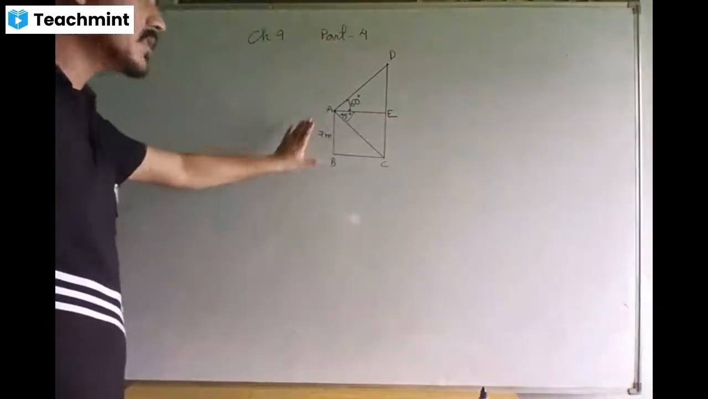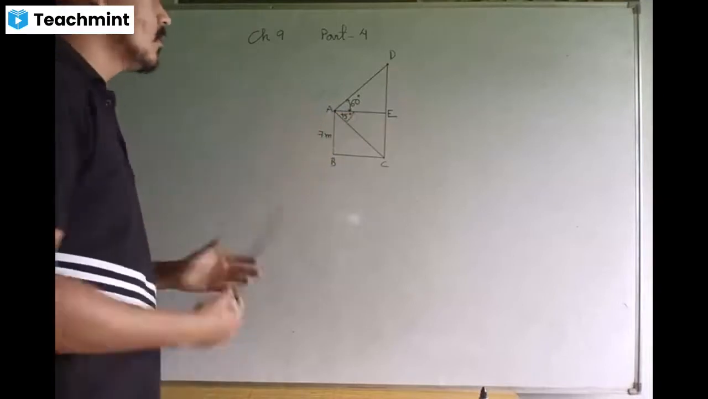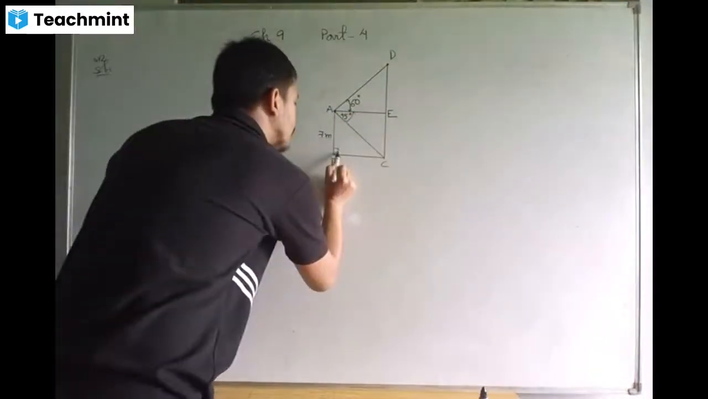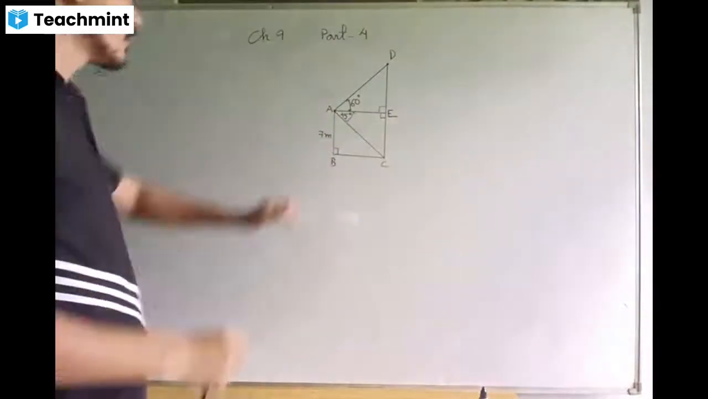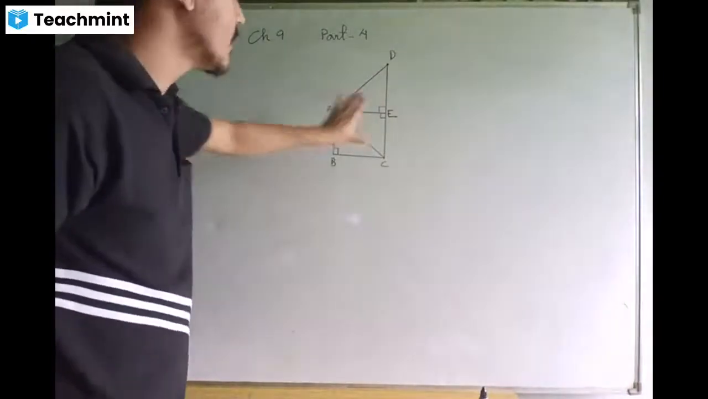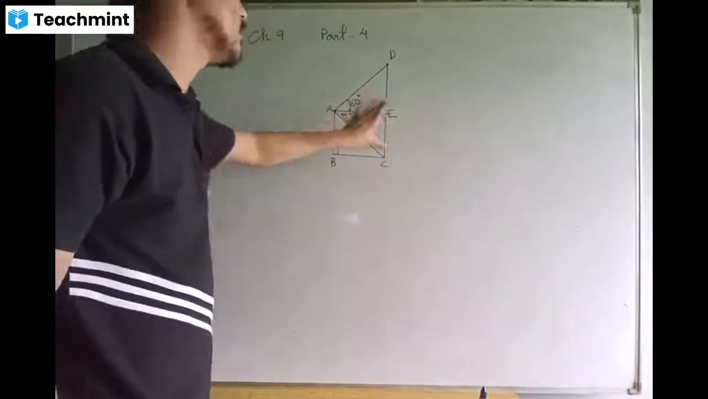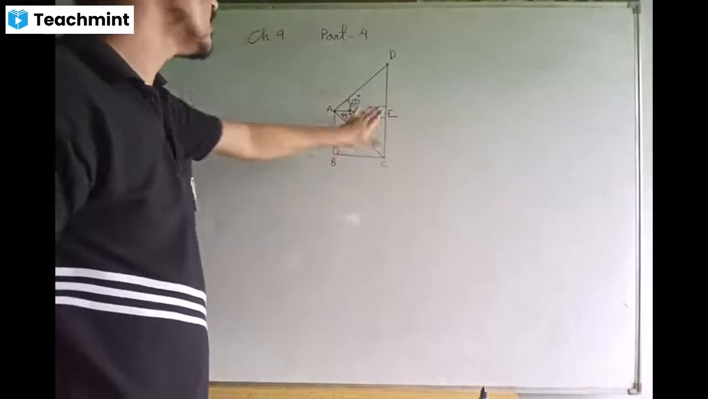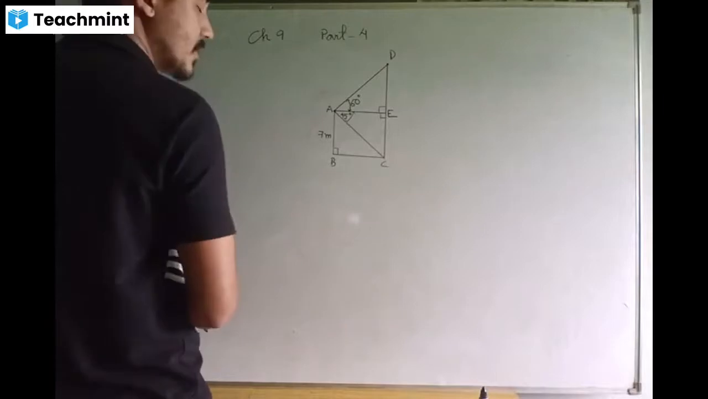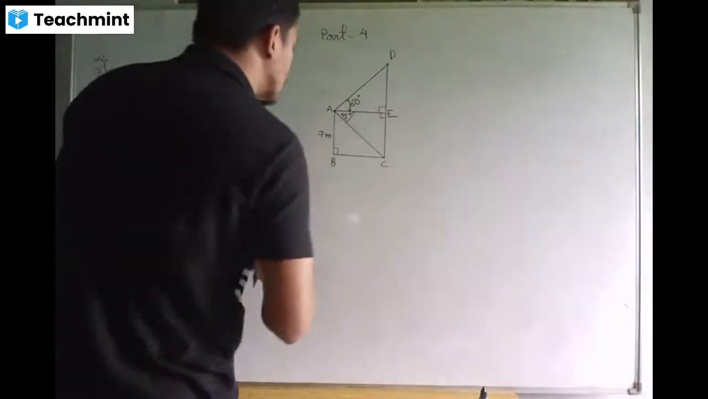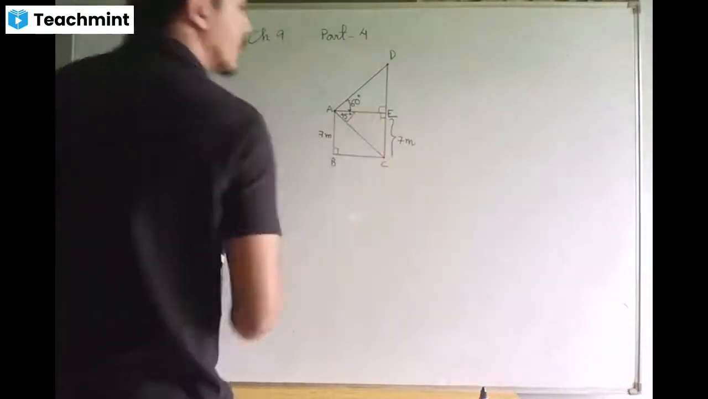BC gives you the distance between the building and the tower. Now, class, you see here, AB and CE are equal. Why? Because opposite sides of a rectangle are equal. ABCE is a rectangle, or it can be a square. So the opposite sides of a rectangle or a square are equal. So if AB is 7 meters, then CE would also be equal to 7 meters.